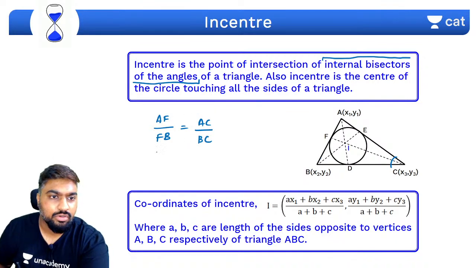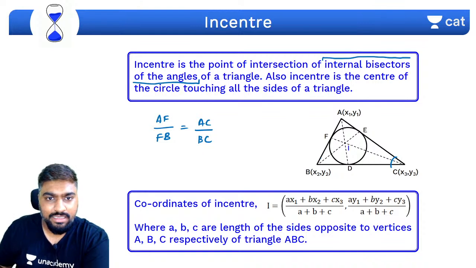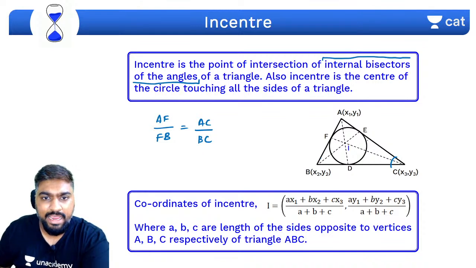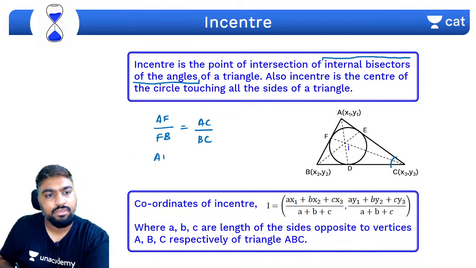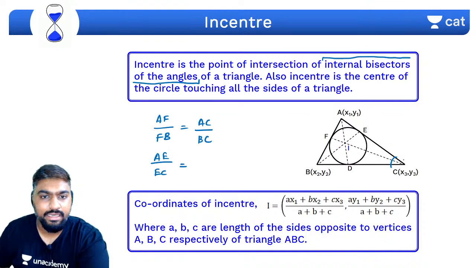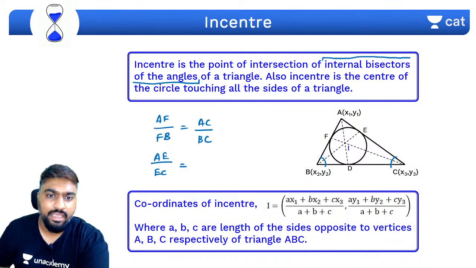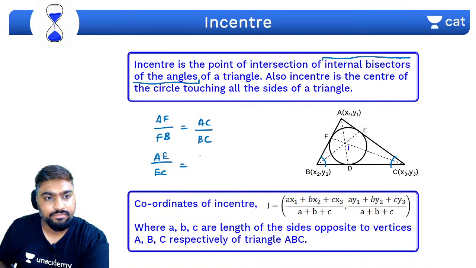Yes, you can also go by the angle bisector theorem. AF by FB is AC by BC. Same way, if you go for AE by EC, what will the ratio of AE by EC be? What is the opposite angle? B. So what will the corresponding sides be? AB by BC.